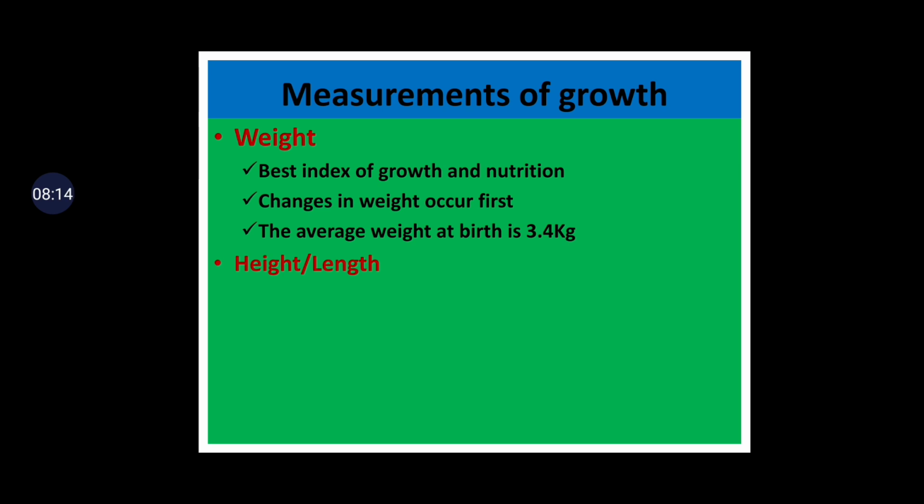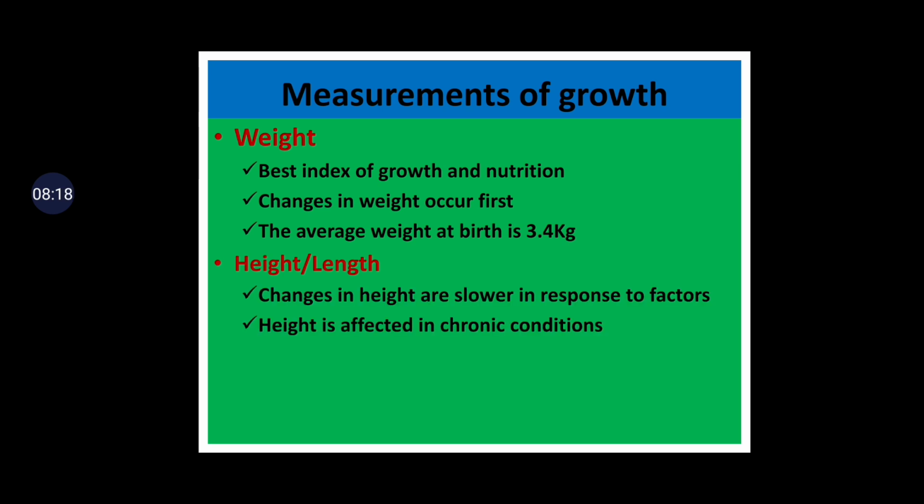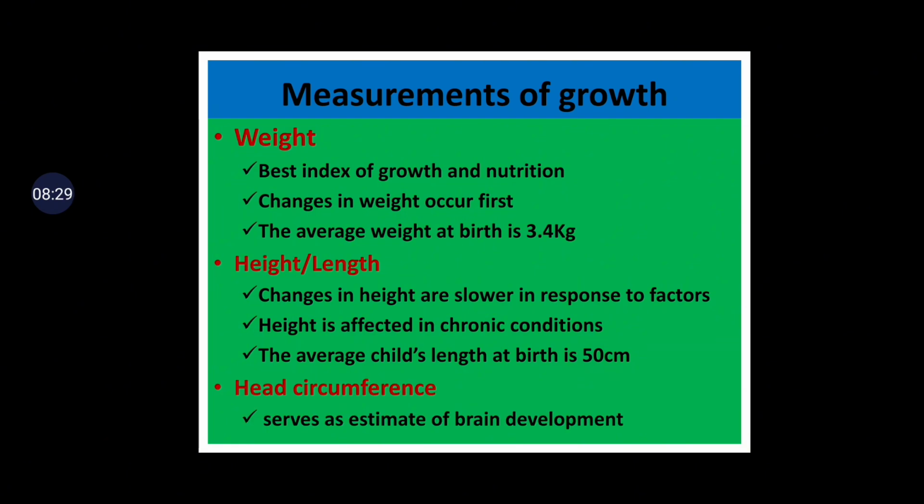Height and length. Changes in height are slower in response to factors. Height is affected in chronic conditions. The average child's length at birth is 50 cm. Head circumference. It serves as estimate of brain development. The average child's head circumference at birth is 35 cm.